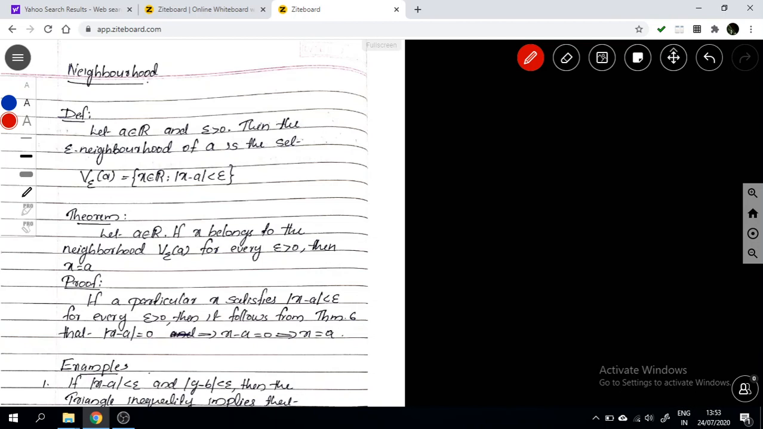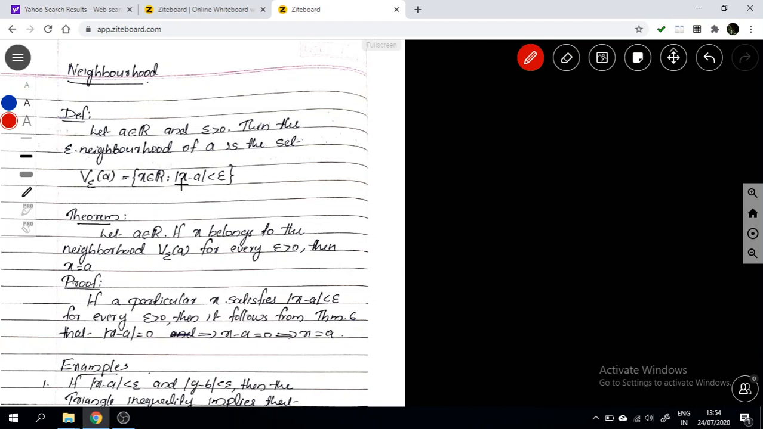Sometimes we wish to quantify just how close this is by assigning a positive real number as the distance or radius. And this is formalized in the following definition. Consider this definition. Let A belongs to R and epsilon greater than 0. Then the epsilon neighborhood of A is the set V epsilon of A, which is equal to the set of all x in R such that modulus of x minus A is less than epsilon.